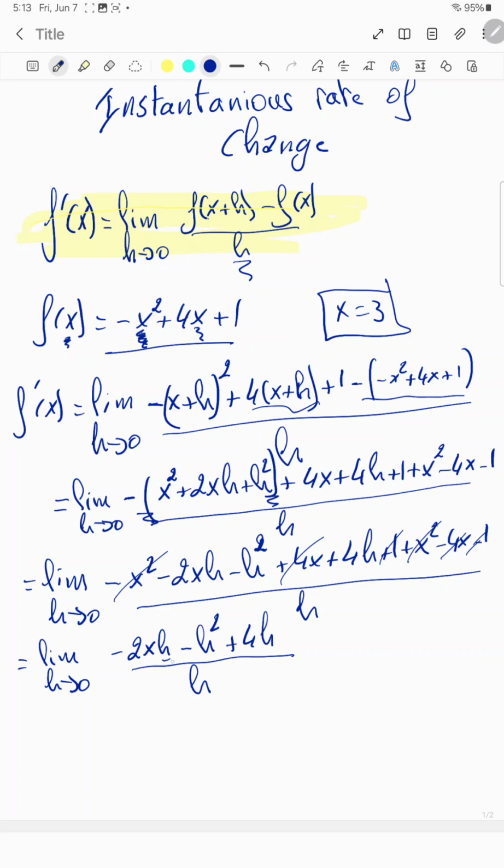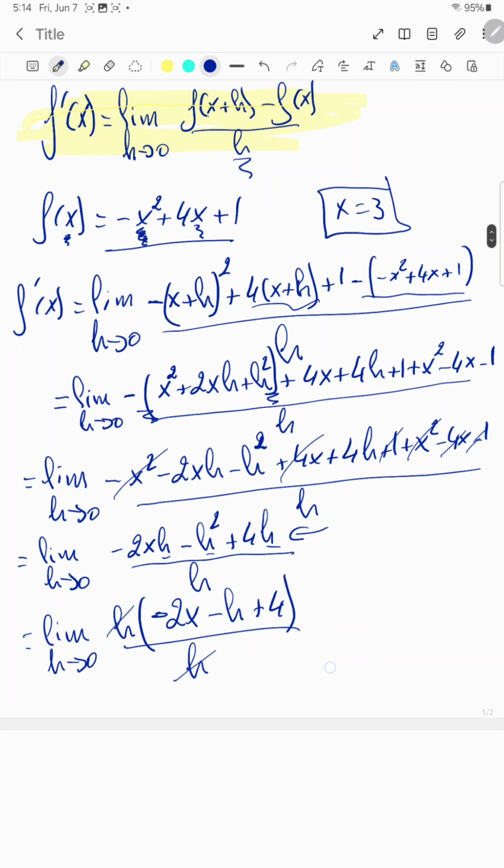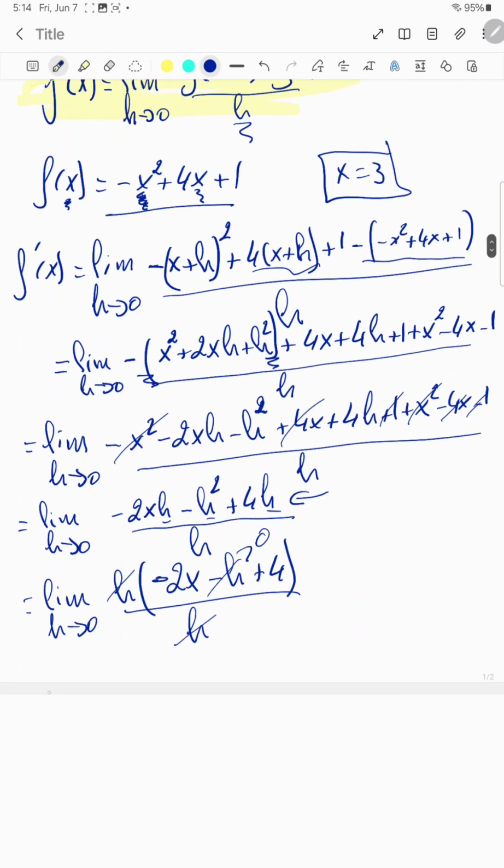And now I can see that every term in my numerator has an h. So let's factor out h. It's equal to the limit when h goes to 0 of h times minus 2x minus h plus 4. So if I multiply my h by every term, I would end up with the numerator that I have here, divided by h. And now I can simplify my h's. And when h goes to 0, that h would go to 0. So f prime of x would be equal to minus 2x plus 4.